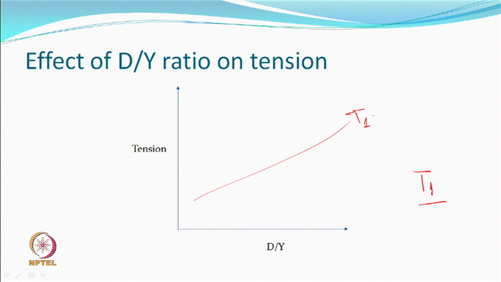But as we said, in a false twist friction texturing, we are also interested in what happens to the output tension. This word input or output is in relation to how the yarn is entering the twister and exiting. So, we can measure tension T1, we can measure tension T2. So, what do you think should be happening to T2?